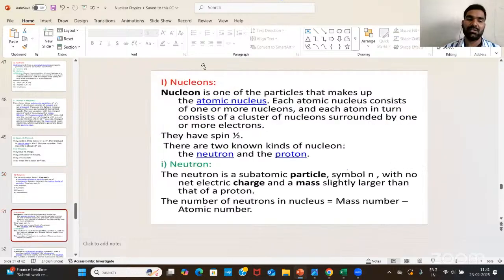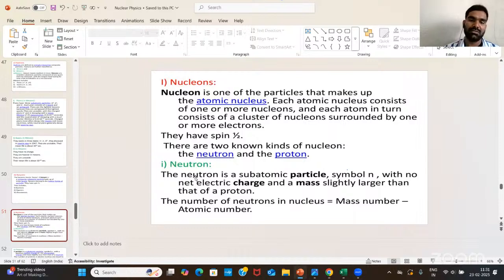That is, nucleons. First, you see, a nucleon is one of the particles that makes up the atomic nucleus. Each atomic nucleus consists of one or more nucleons. Each atom in turn consists of a cluster of nucleons surrounded by one or more electrons. They are spin half. There are two known kinds of nucleons, those are protons and neutrons.